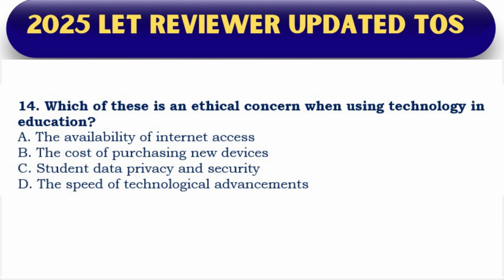14. Which of these is an ethical concern when using technology in education? A. The availability of internet access. B. The cost of purchasing new devices. C. Student data privacy and security.